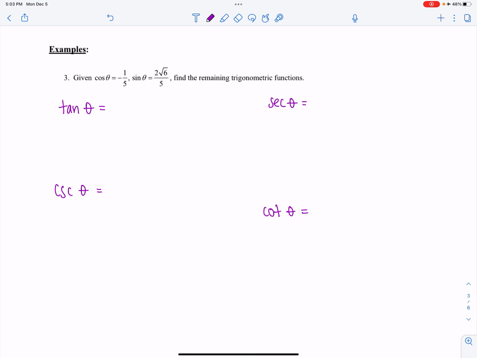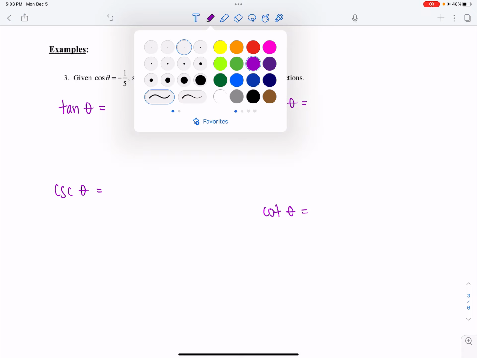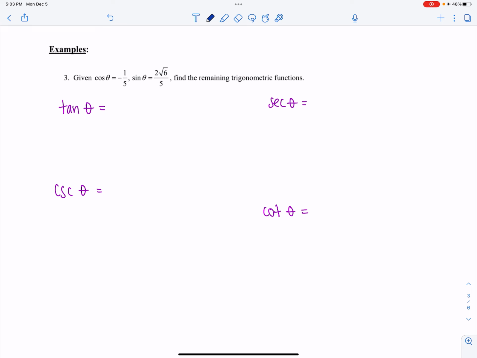Okay, so let's just start with tangent. What do we know about tangent? We know that tangent is sine over cosine, which would be 2 radical 6 over 5 over negative 1/5. Using our fraction division knowledge, we would flip it, which leaves us with negative 2 radical 6.